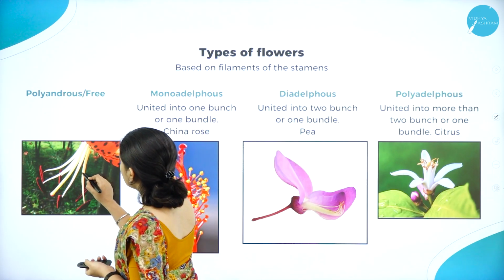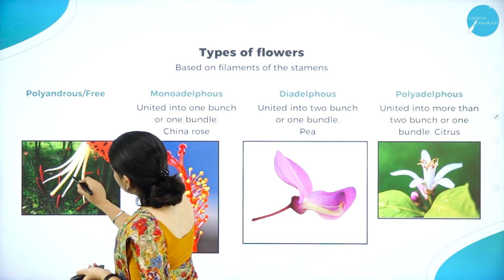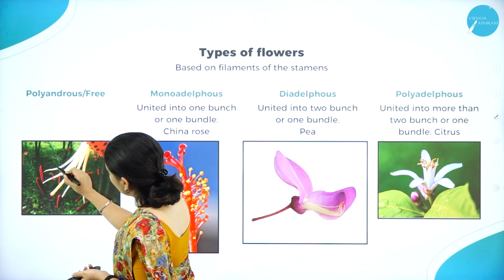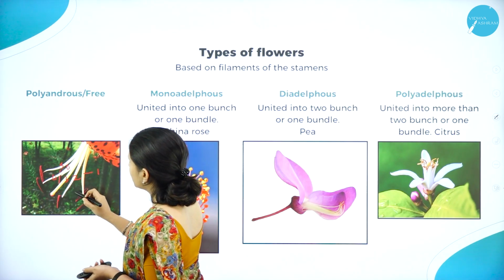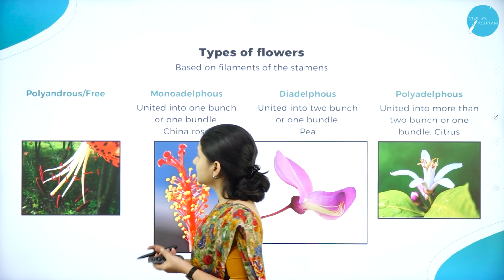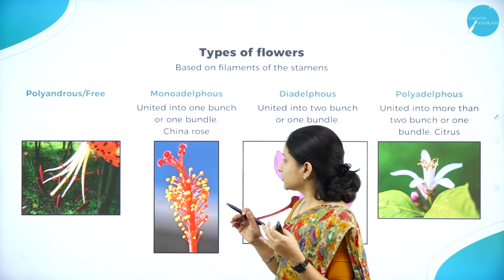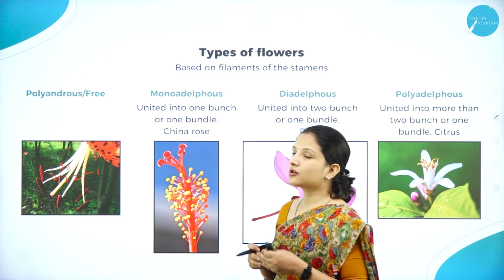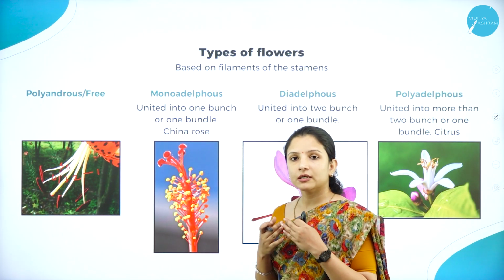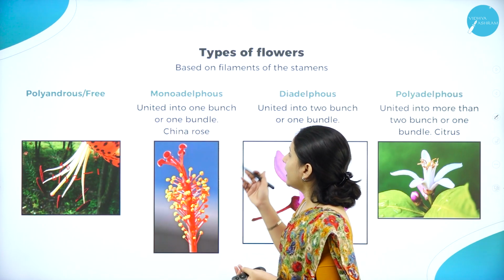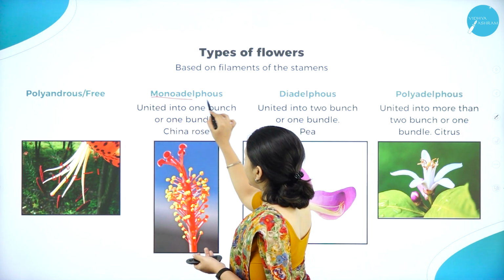So can you see here? There are 1, 2, 3, 4, 5, 6 stamens, but all the 6 stamens are free from each other. They are not fused to each other, right? Such flowers are called polyandrous or free. They are free stamens.